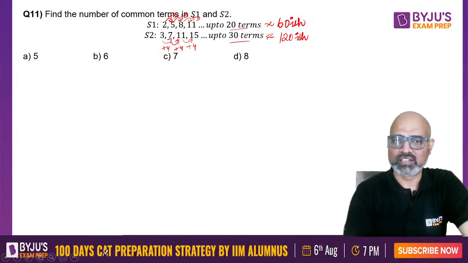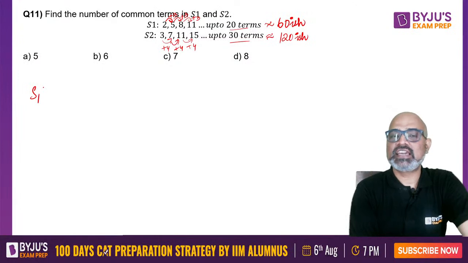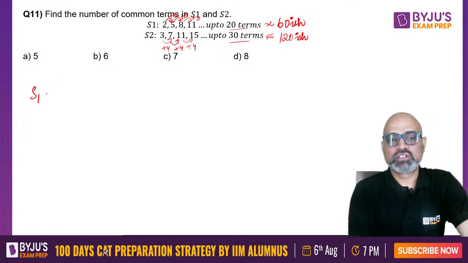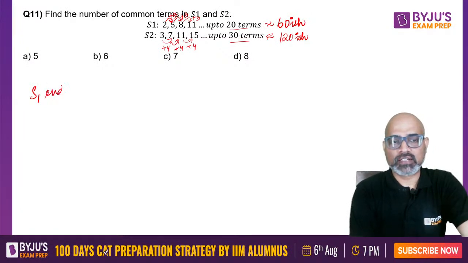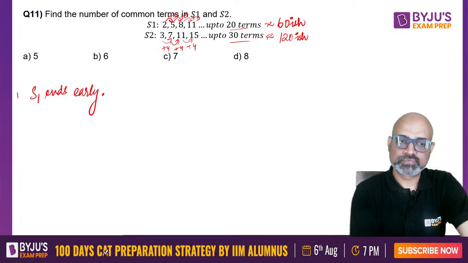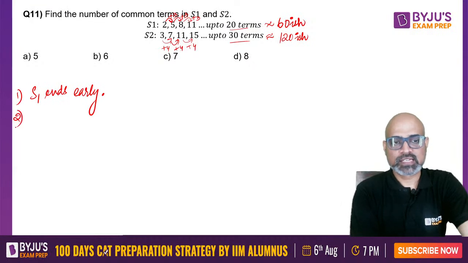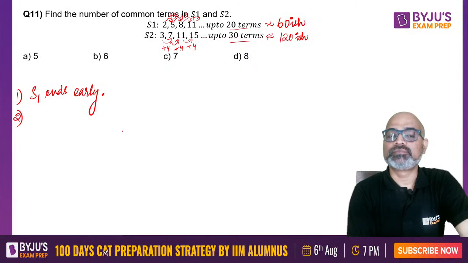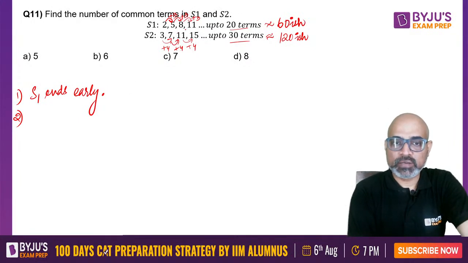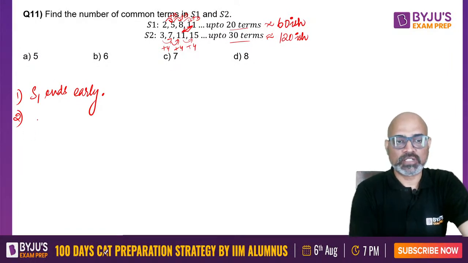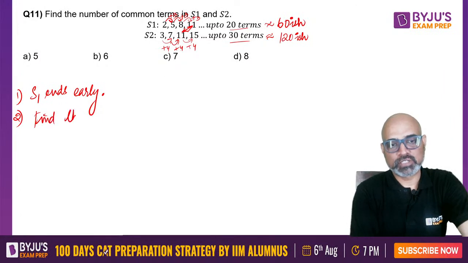They are very far. So can I say the series 1 ends earlier than series 2? Absolutely. Second step is find the first common term. So the first common term you will find is 11, no? So 11 is the common term. So find the first common term. This is your second step.